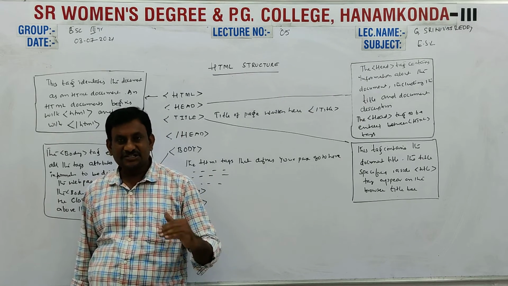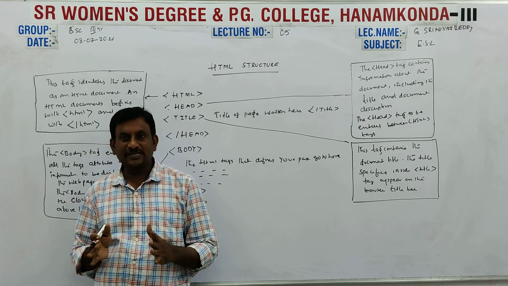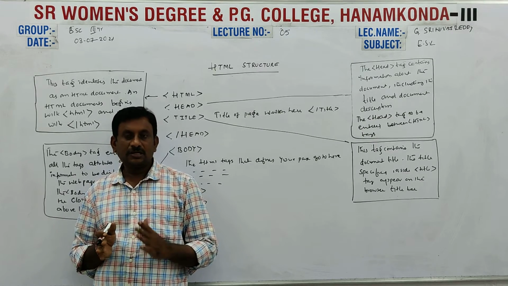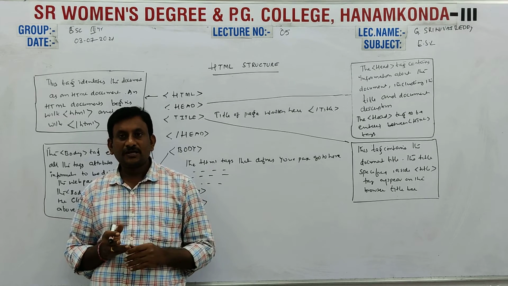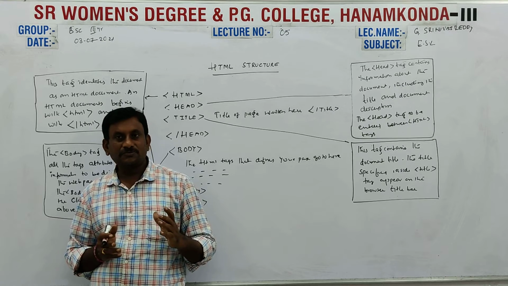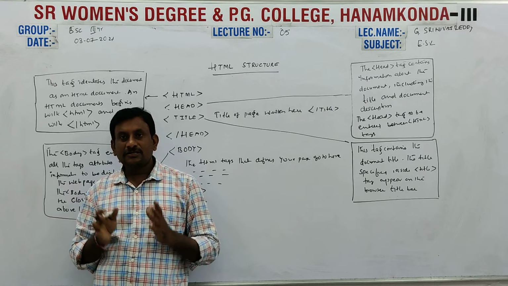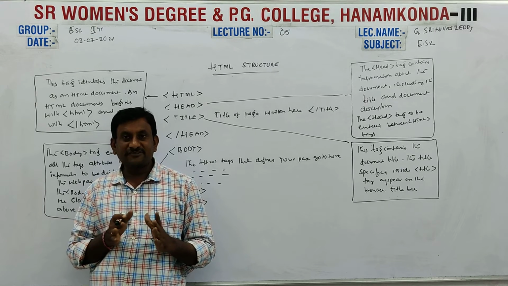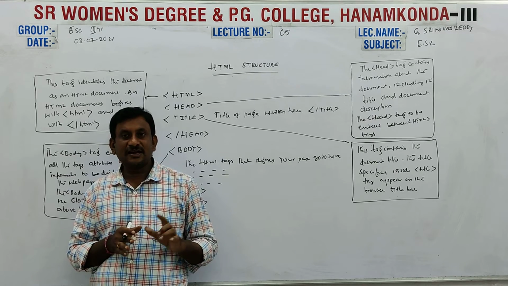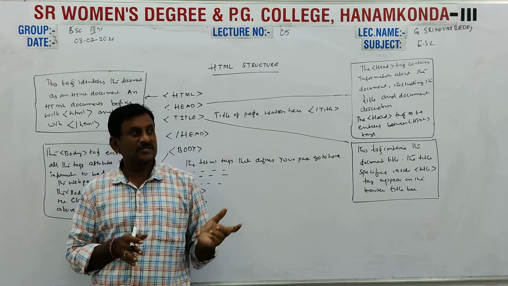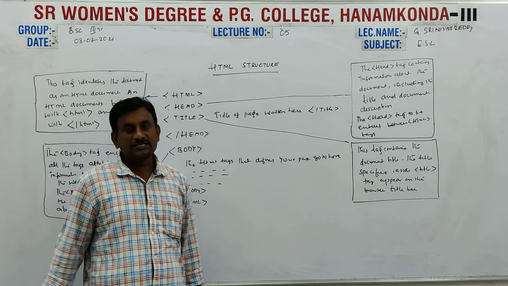HTML is not case sensitive in its coding. Either you can write capital letters or small letters. In other languages like C and C++, it is case sensitive. In C language, uppercase letters and lowercase letters are different, as in C++ and Java. Here HTML is not case sensitive. That's why you can write HTML in capital letters. Some more, you can write the closing tag in small case letters as well. It's no problem at all.